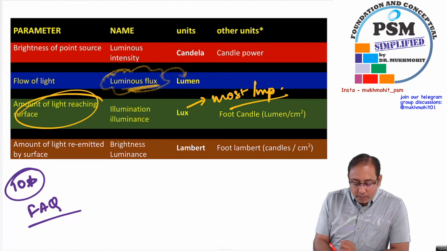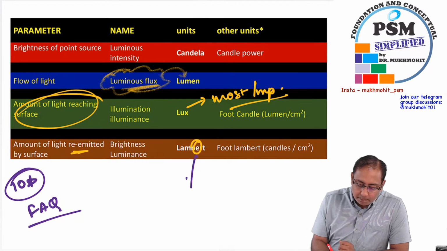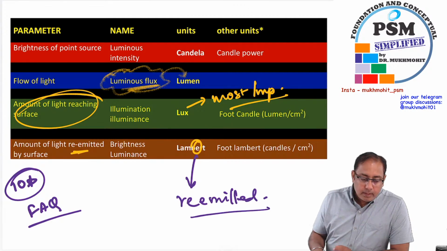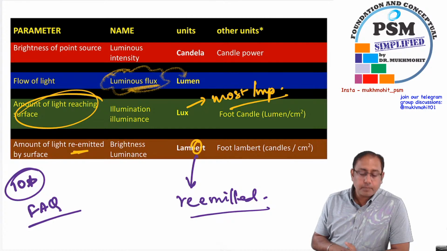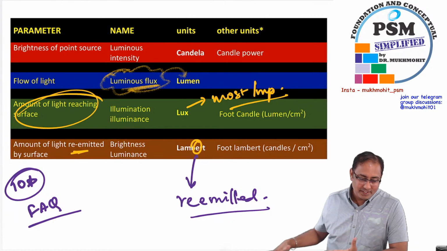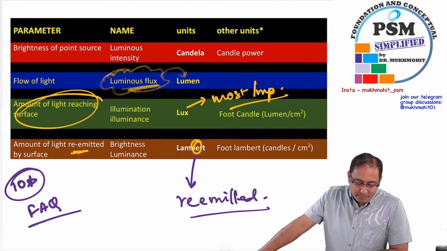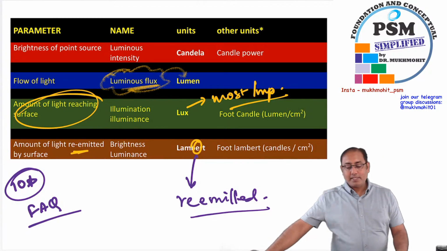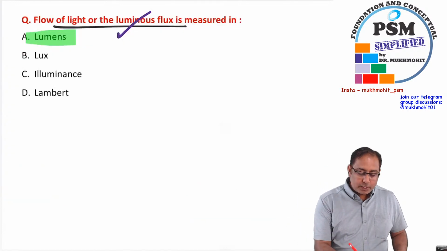And last is the amount of light re-emitted. Remember, Lambert is re-emitted. Okay, Lambert is re-emitted. Flux is not lux. And illumination is not luminescence. Luminous intensity is separate. And brightness or luminescence is Lambert's. Okay, so please note that flow of light is measured in lumens.